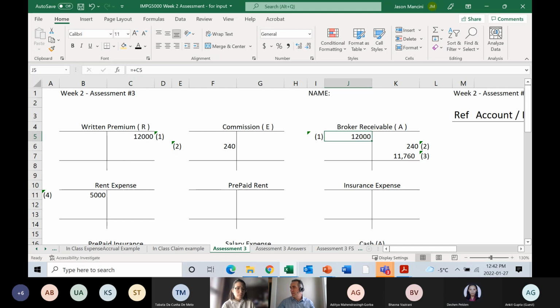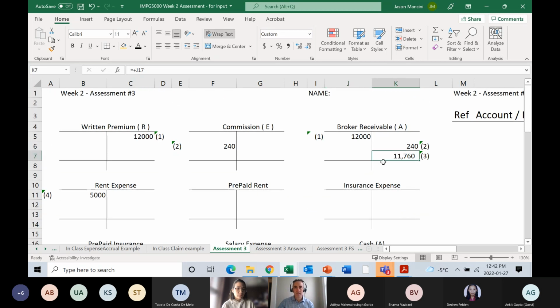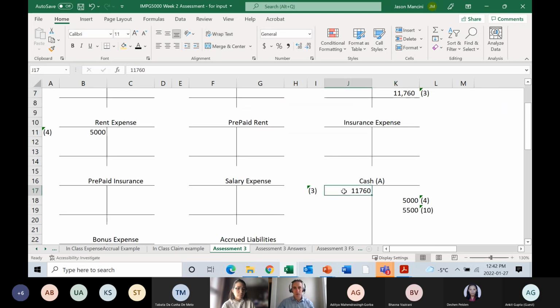Whenever there's an increase in cash, in this case, we increased cash with the debit and we reduced this with a credit to the broker. So the question is, why do we debit cash when the money comes in?